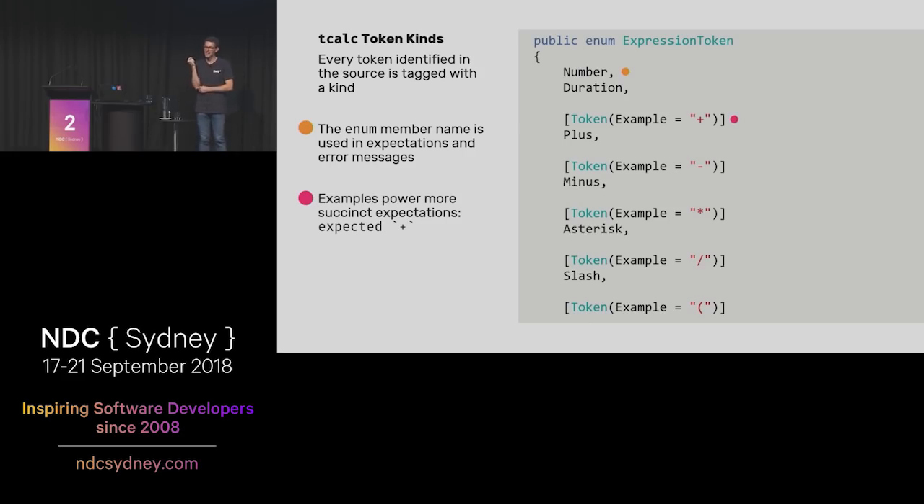But in this case, we've got ExpressionToken. I tried to keep the names really short so they fit on slides. This is using just simple members for number and duration. When you see those in a message, that's just the name of the token. The example there just makes it possible to say expected LParen rather than the word left paren.